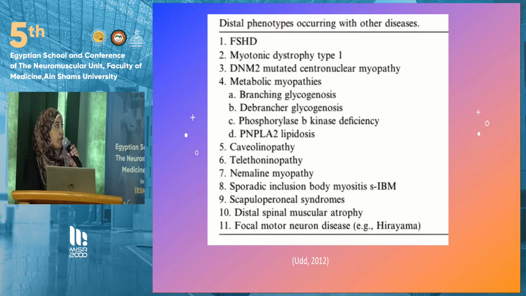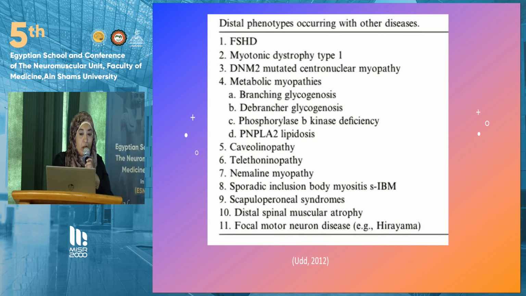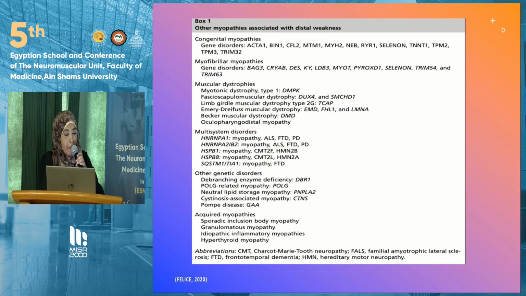There are other causes of distal myopathy caused by different phenotypes of disease, like facioscapulohumeral dystrophy, myotonic dystrophy type 1, metabolic myopathies, centronuclear myopathy as a type of congenital myopathy, caveolinopathy, telethoninopathy, nemaline myopathy, sporadic inclusion body myositis, scapuloperoneal syndrome, distal spinal muscular atrophy, and focal motor neuron disease.